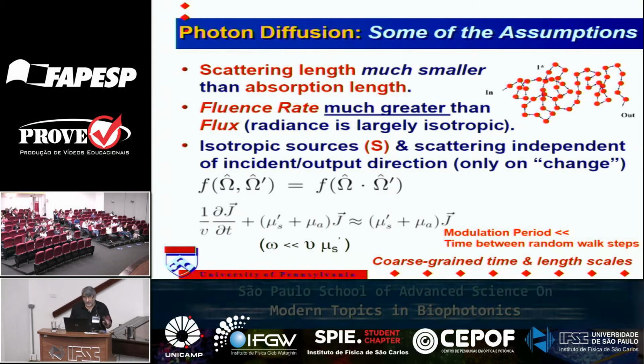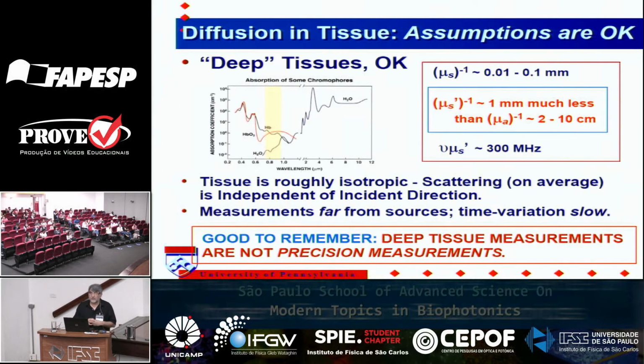So you might think these could be wrong or questionable, but it turns out that in tissue, most of these assumptions are pretty good. You certainly have the situation where the random walk step is much, much shorter than the absorption length. In a typical tissue, the random walk step might be about 1 millimeter, and the absorption length might be 5 to 10 centimeters, depending on the tissue. Certainly, tissue is not perfectly isotropic all the time, but it's fairly isotropic on millimeter length scales.